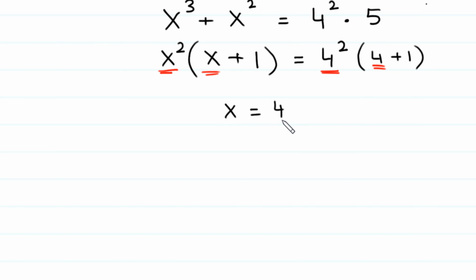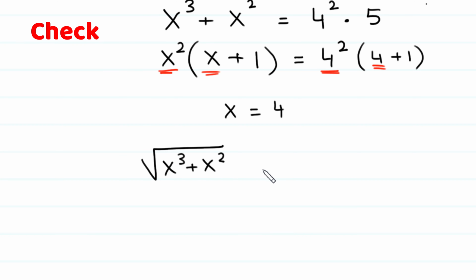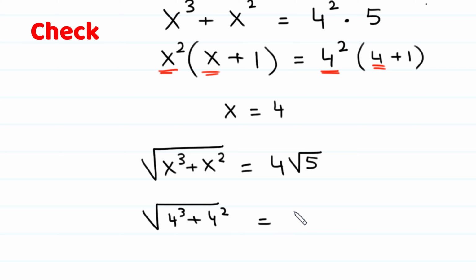Now to check that this value is correct or not, we put this value in the original equation. The original equation is square root of x to the power 3 plus x to the power 2 is equal to 4 times square root of 5. We put this value of x, 4, in this equation, and this equation becomes square root of 4 to the power 3 plus 4 to the power 2 is equal to 4 times square root of 5.